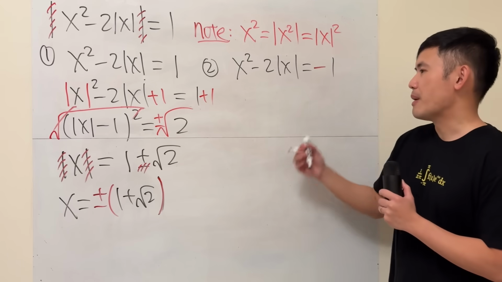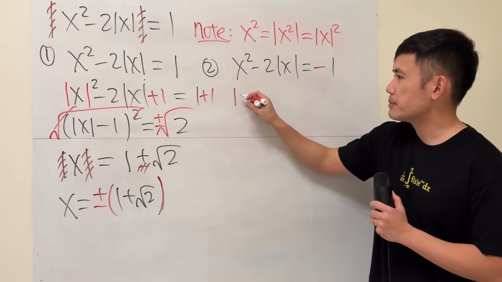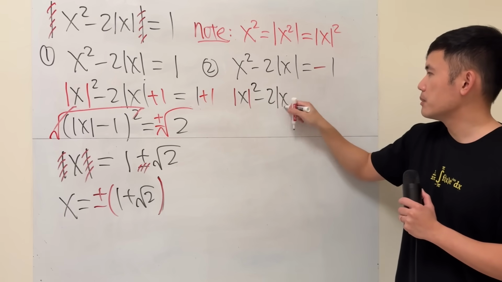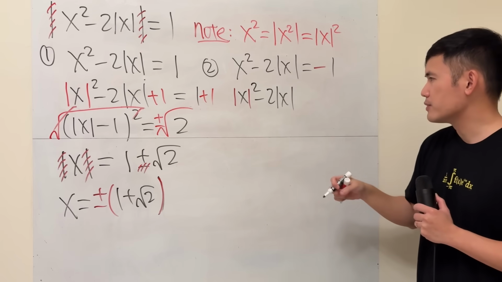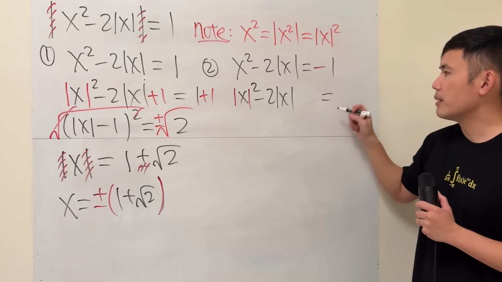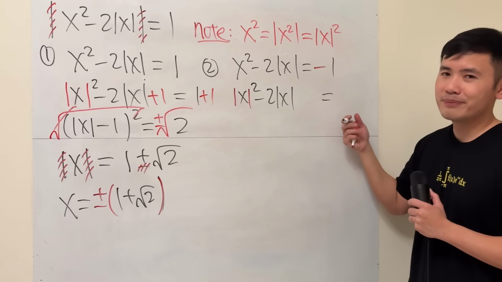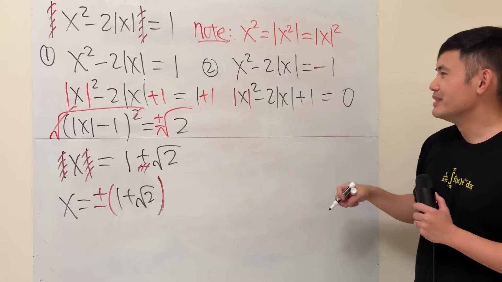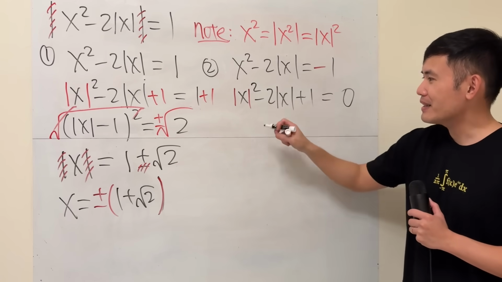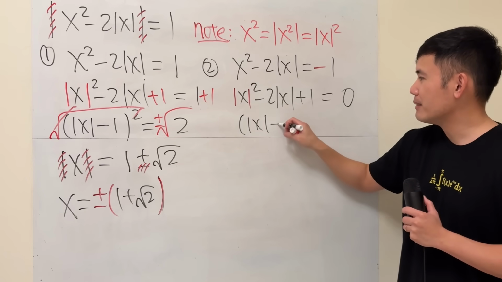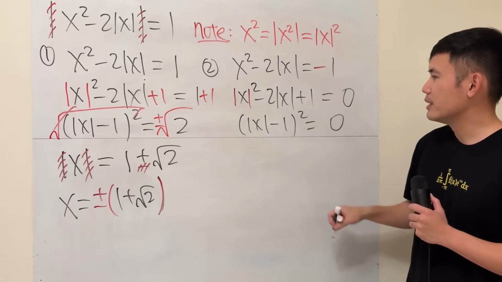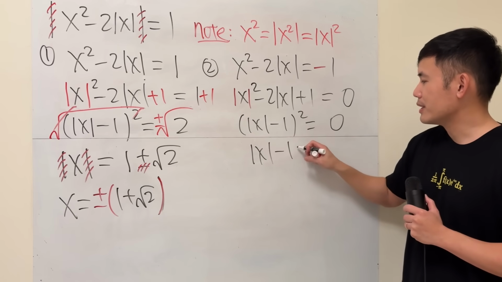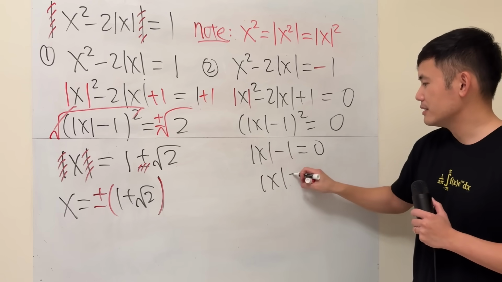Now, this right here, same thing. I am going to attach absolute value around the x. So this is a quadratic in terms of absolute value of x. And then I will complete the square. You don't have to just add 1 to both sides. You don't have to complete the square, just factor it. Factor it, you get absolute value of x minus 1, squared, is equal to 0. And that means absolute value of x minus 1 is equal to 0. Absolute value of x is equal to 1.